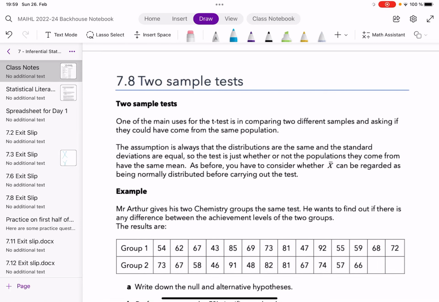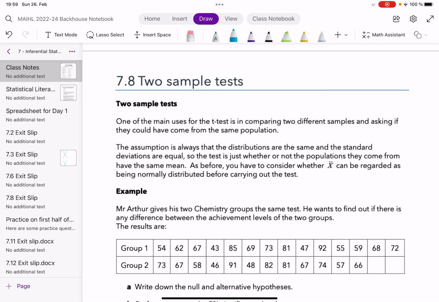Hello grade 11s, this is a video to look at 7.8 two-sample tests. Up to this point we've looked at two types of one-sample tests that we can do using the Inference app. The first was the Z test and the second the T test. Hopefully you remember the important difference between the two.